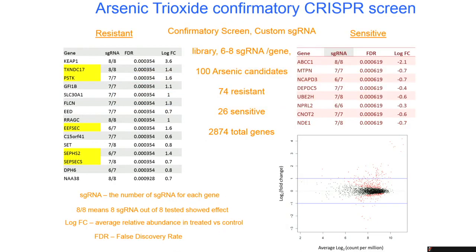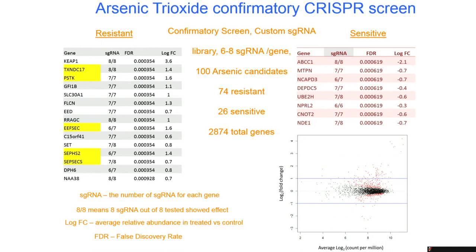So as I said, we did a two-step process. We did a whole genome screen to identify candidates, and then we said, well, we got a whole bunch of candidates. How can we figure out which ones of these are real and which are not? So we did a secondary screen where we made a custom library with new guides for the candidates, ran the screen again, and saw how reproducible it was. And again, we saw the same sort of thing.